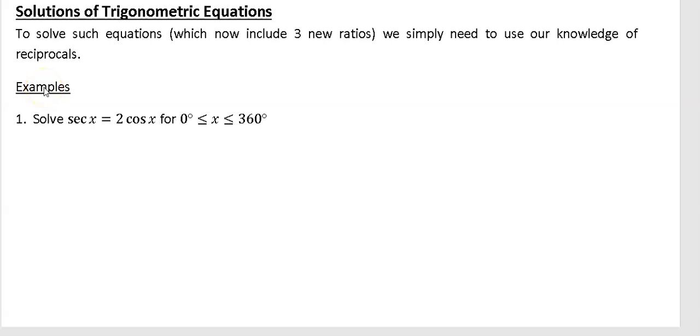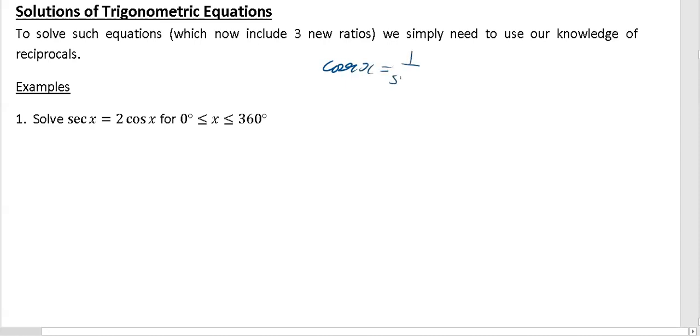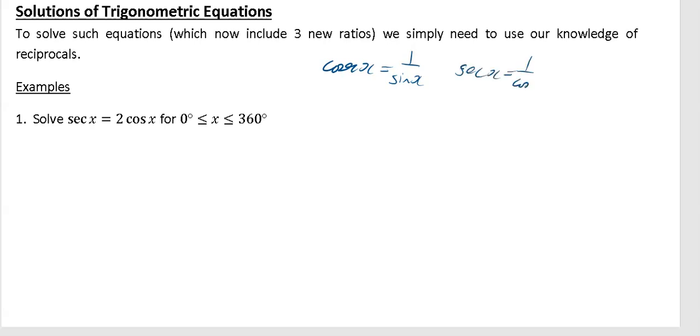Okay, we're now on to solution of trig equations, and these are using our sec, cosec, and cot functions as well. So we have to use our knowledge of these ratios. We should remember that cosec x is 1 over sine x, sec x is 1 over cos x, and cot x is 1 over tan x.